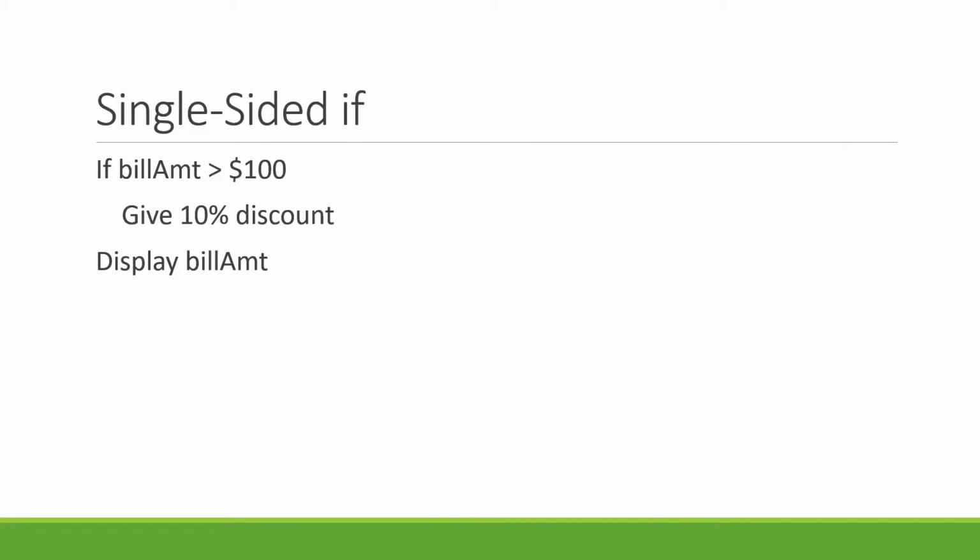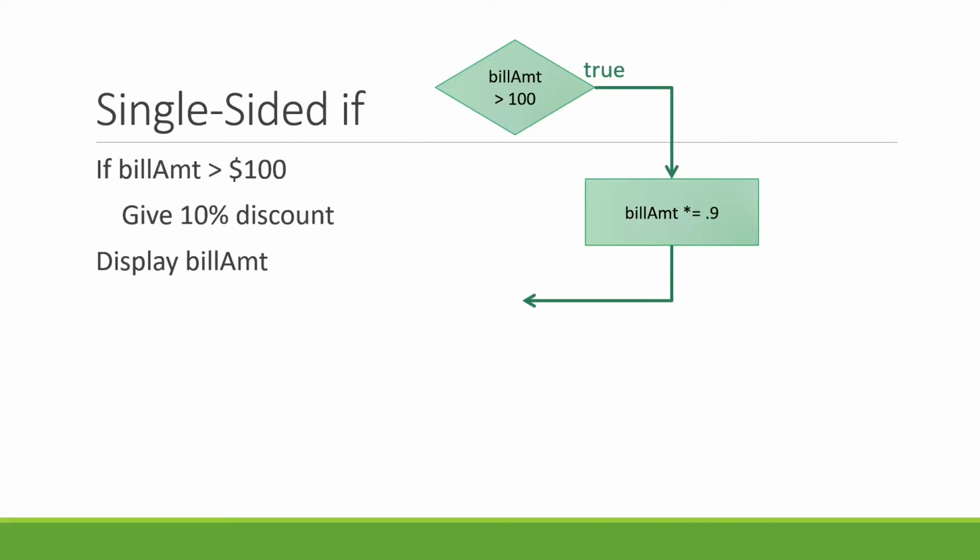Here's another example. If the bill amount is over $100, give the customer a 10% discount. But either way, display the bill amount at the end. In this example, the condition is the bill amount is greater than 100. If this is true, we give the customer a 10% discount. But if the condition is false, we don't give any discount. But either way, whether there's a discount or not, we then display the final bill amount.